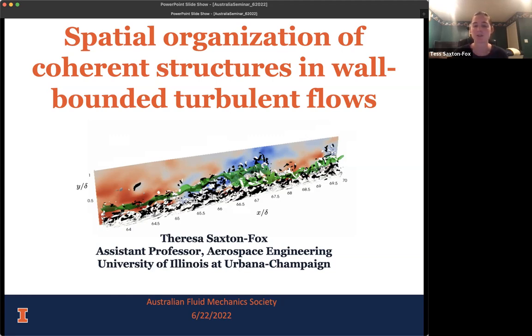There's obviously phenomenal turbulence research being done in Australia, and I'm really excited to get to chat with those of you on the call. So I'm going to focus today on some of my work on the organization of structures in wall-bounded flows. Some of this comes from my PhD work, and some of this comes from work that I've done at the University of Illinois.